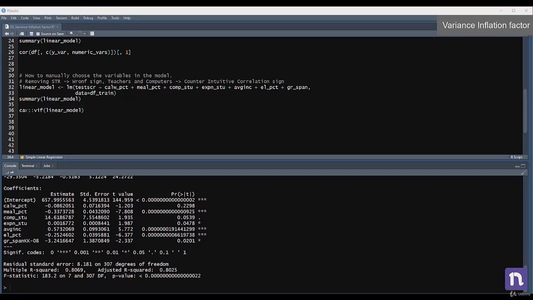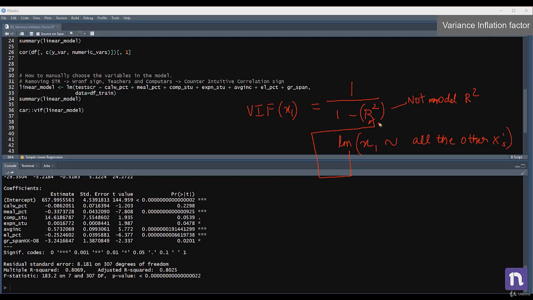Now let me refresh our knowledge on VIF. The VIF of a variable x1, and it could be any of the x variables in your model, is nothing but 1 by 1 minus r square. This r square is not the model r square. This r square is the r square of the model where you are explaining x1 as a function of all the other x variables in the model. If you build a linear regression for this model, the r square for that model would be this one. This is how you compute the VIF.